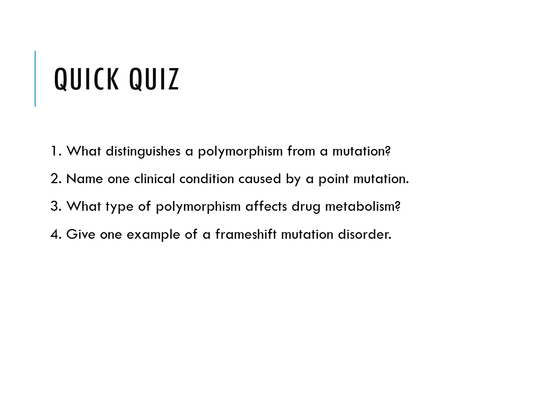Now it is time for the quiz. If you have followed so far, you should be able to distinguish a polymorphism and a mutation. Name one clinical condition caused by point mutation. What type of polymorphism affects drug metabolism? Give one example of a frame shift mutation disorder.